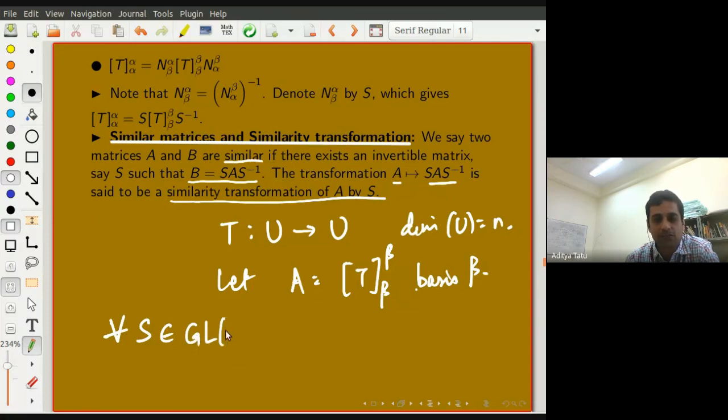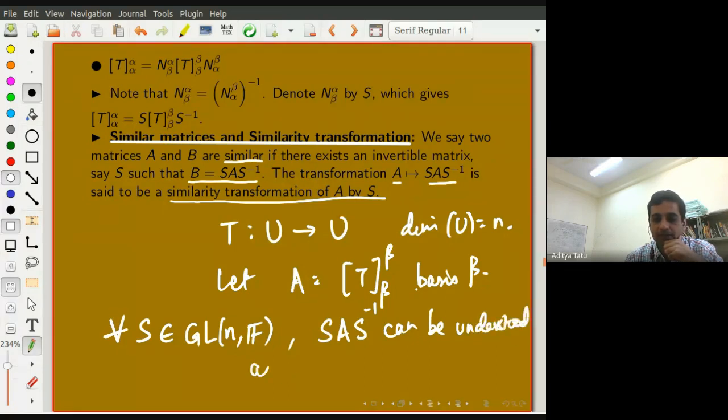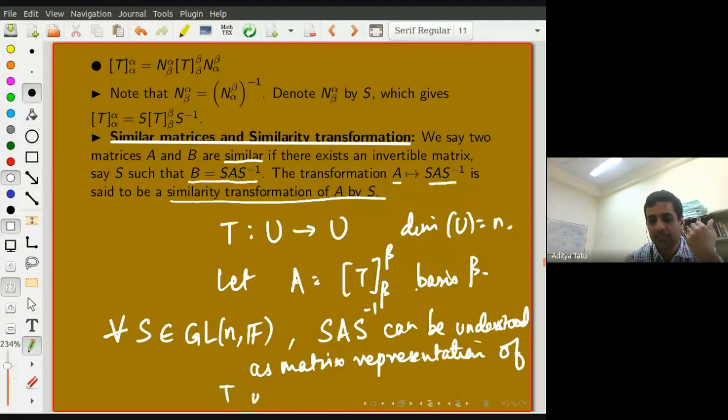So for all S in the set of all n by n invertible matrices, you have seen that forms a group which is denoted by GLN-R or GLN-F, let's say. SAS inverse can be understood as a matrix representation of the same linear transformation T in some basis. We don't know the basis to begin with, but we can find it out.